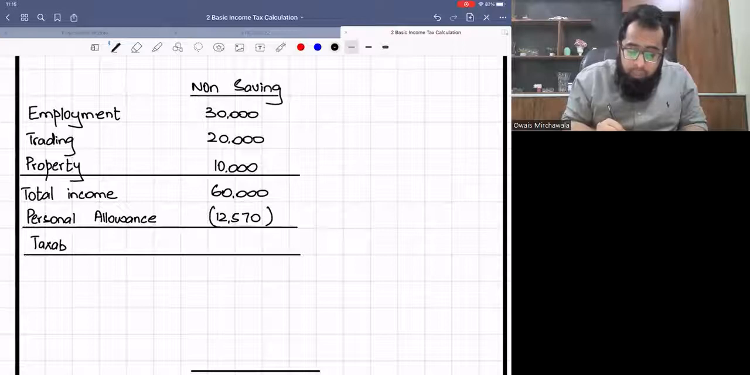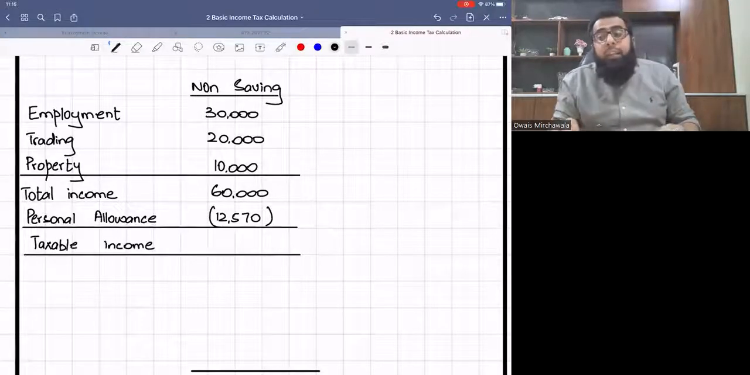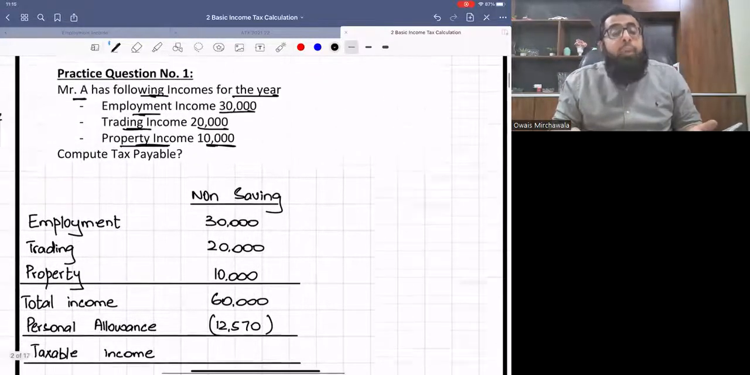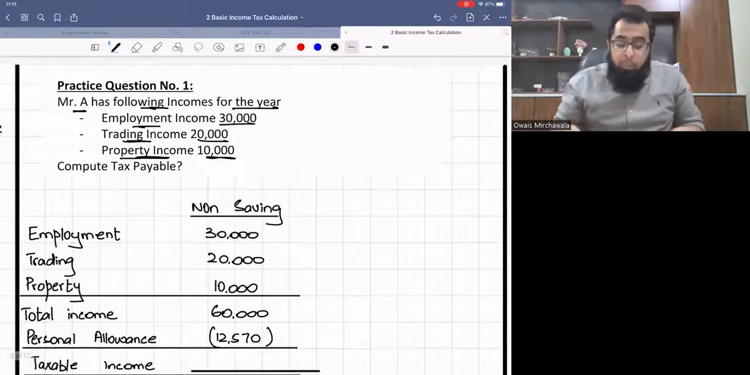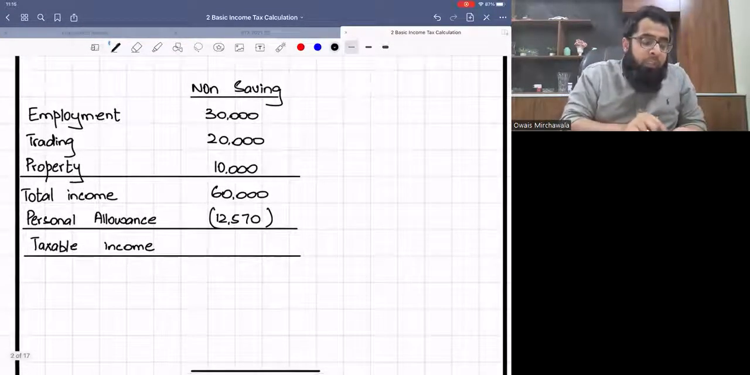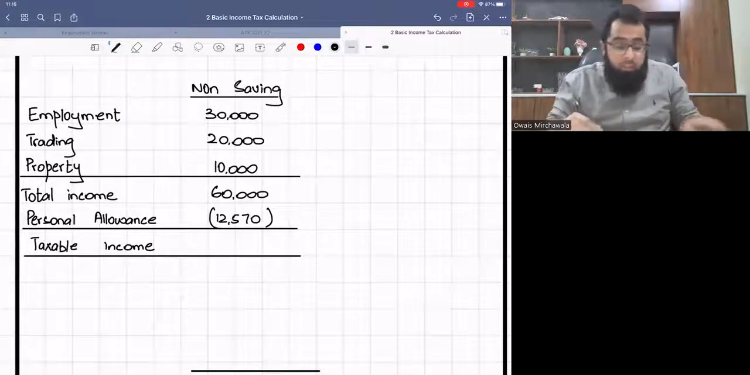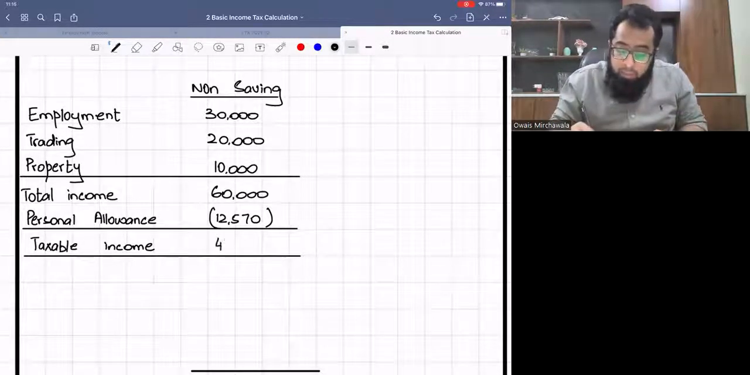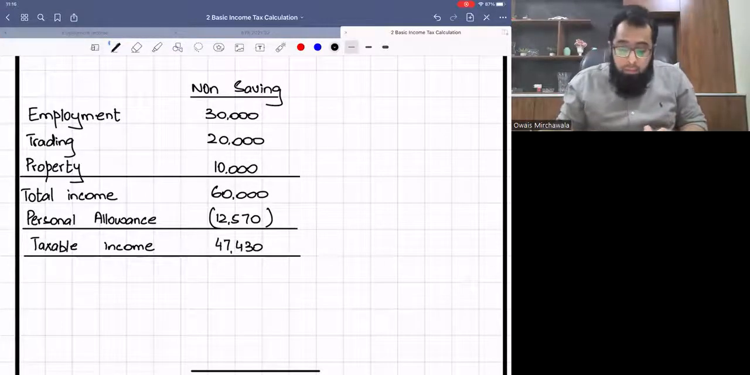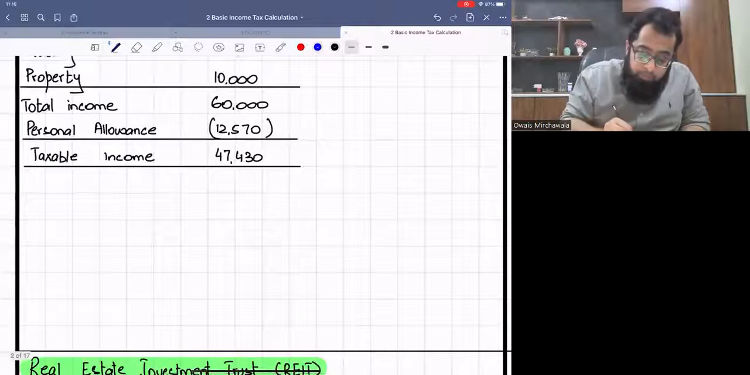Now, if you look at it carefully, it is simply a clerical approach. There is nothing difficult in it. All three of the incomes were non-saving incomes: employment, trading, and property. Then from total income, we deducted personal allowance. So this gave me taxable income of 47,430. Now we'll apply tax on it.